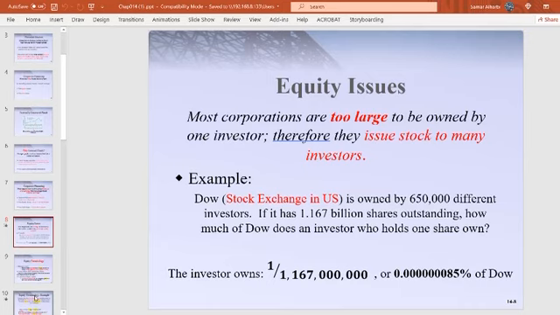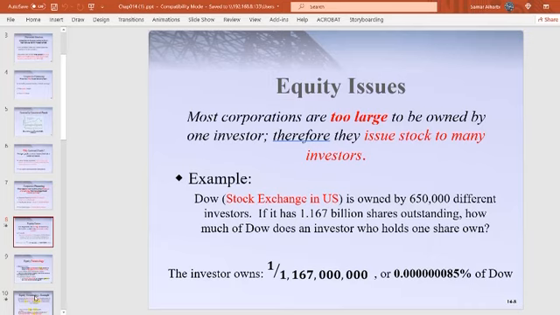Now we will start with the second one. So we have now covered internal funds. This is the best one, but sometimes it is not enough if you have a big project. Equity issue. Most corporations are too large to be owned by one investor, right? That is correct. Obviously, one investor cannot own the whole market. One person cannot hold the full company and still be able to manage it.